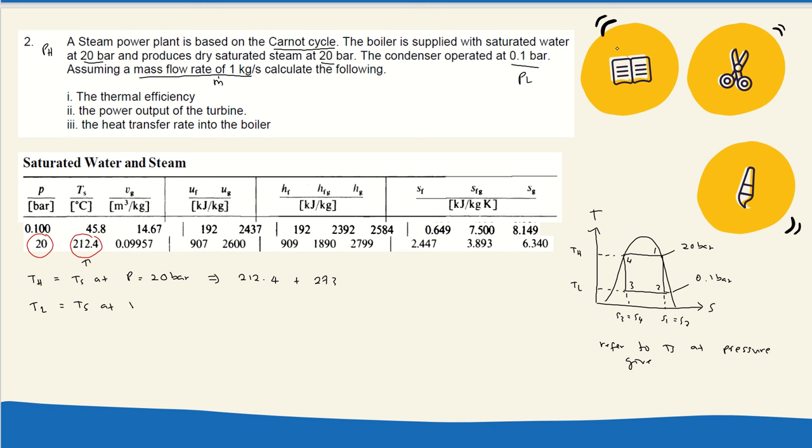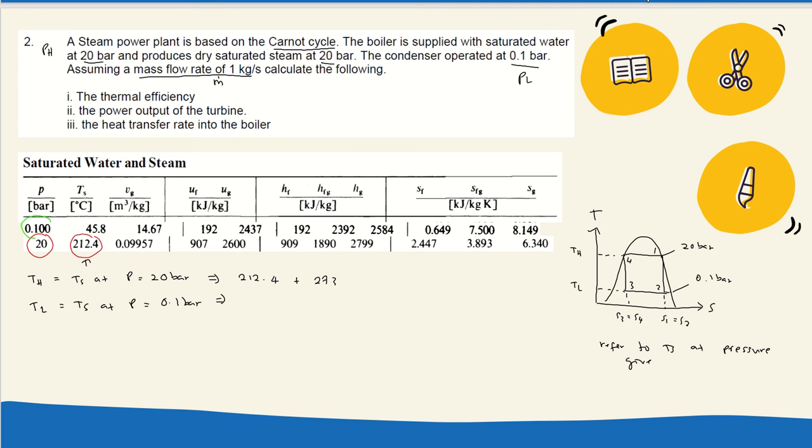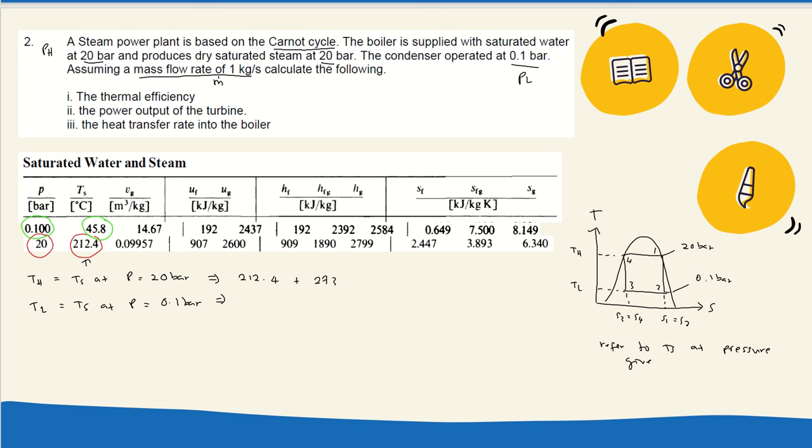equal to TS at P equal to 0.1 bar. Here is P 0.1 bar in your steam table. Then the value of TS is 45.8. So the value is 45.8 plus 273. So here you will get the answer 485.4 for TH. Then for this one, 45.8 plus 273, you will get 318.8 Kelvin.